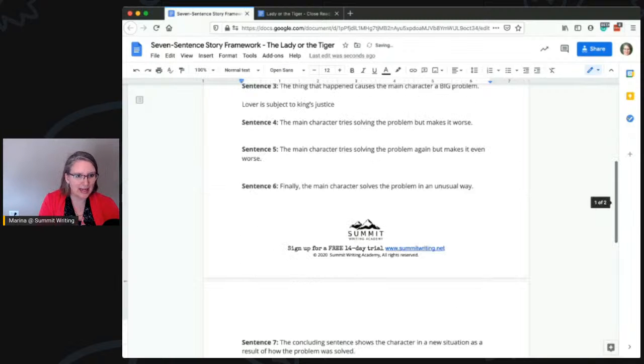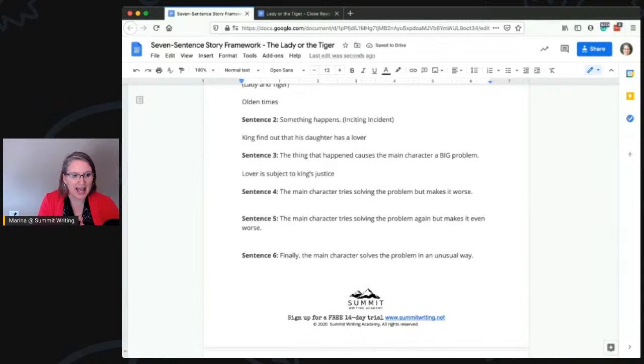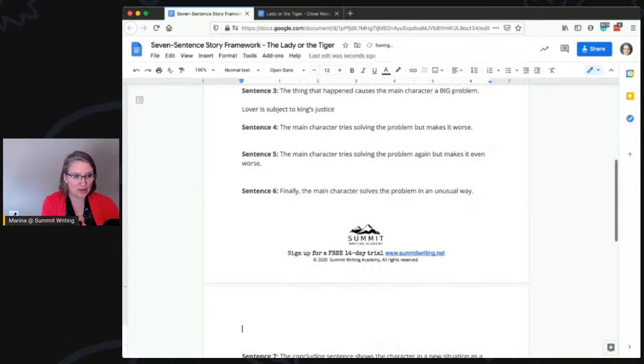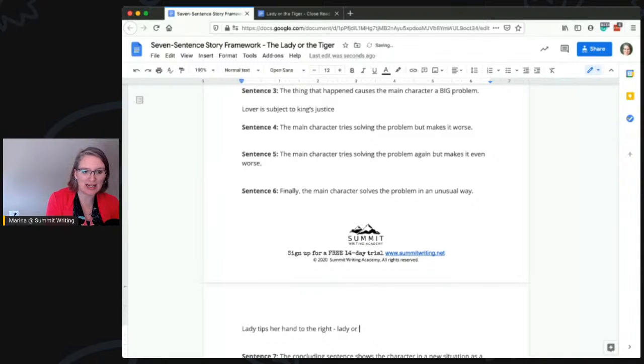All right, now let's jump up here. The problem is solved in an unusual way. And here we go. The lady tips her hand to the right. So how is that an unusual way? Well, I guess actually the unusual way is also lady or tiger. We wouldn't say that's a usual way of solving a problem.